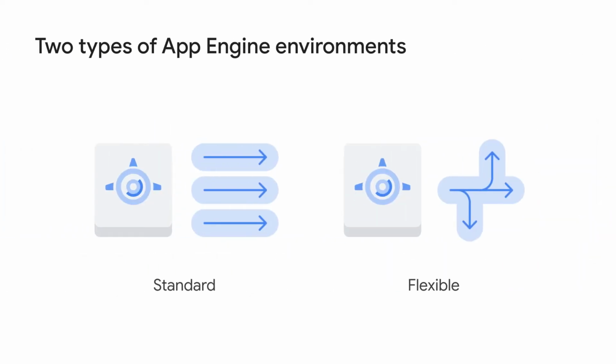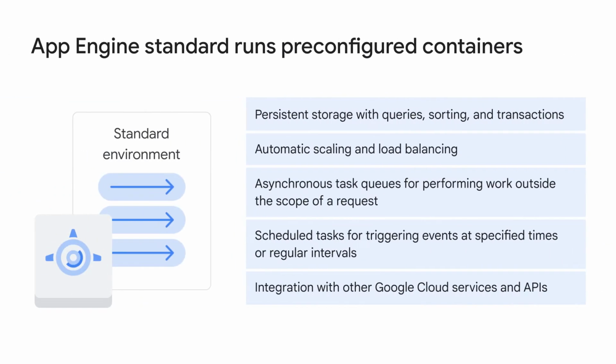There are 2 types of App Engine environments, standard and flexible. The first is the App Engine standard environment, which is based on container instances running on Google's infrastructure. Containers are pre-configured with a runtime from a standardized list of supported languages and versions, which include libraries that support App Engine standard APIs. For many applications, the standard environment runtimes and libraries may be all you need.